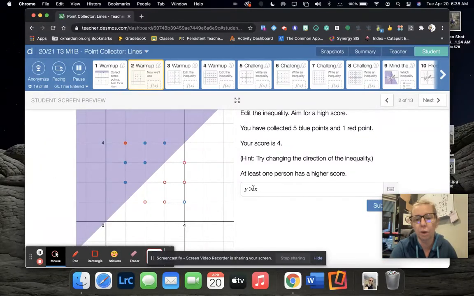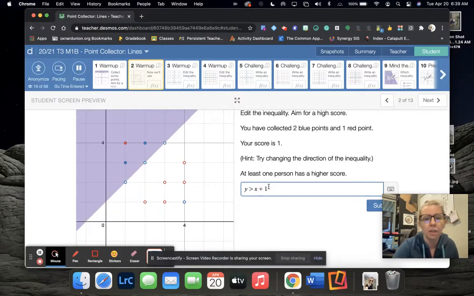If in Desmos you want or equal to, so you want the line to be included. Currently, notice this line is not included. So if I made this x plus 1, see how now the points that are here are unshaded because this means y is greater than. It does not include the line. If you want to include the line, you can just put an equal symbol.